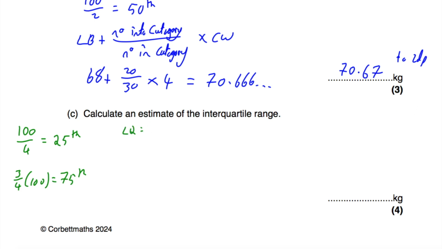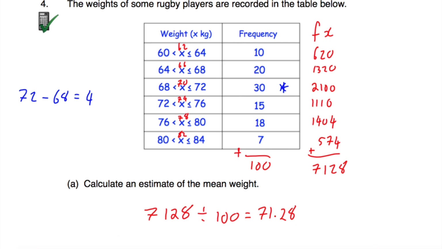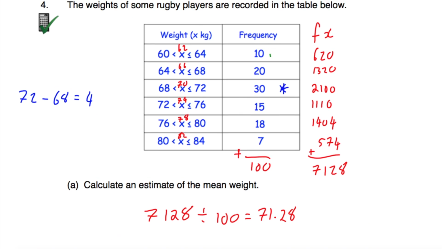Okay, so let's start off with the lower quartile. For the lower quartile, we're looking for the 25th value. So let's go back up to the table. Is the 25th value in here? Well, there's 10 values, so no. And then another 20, that's 30 altogether. So is the 25th value in here? It would be. The 25th value would be in here.